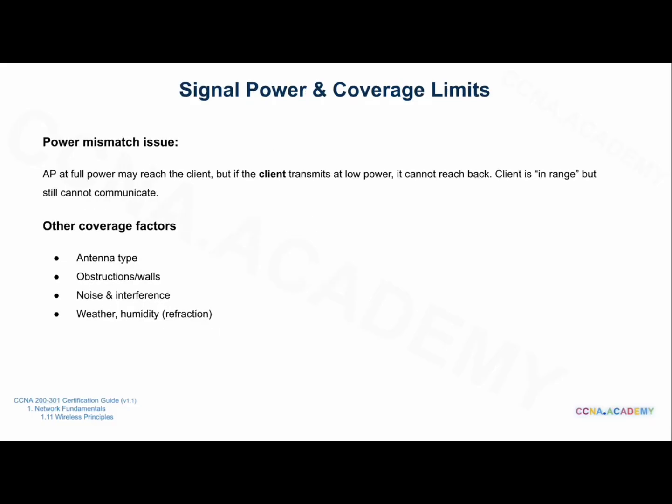When an AP transmits at high power but a client device transmits at low power, a mismatch occurs. The client may hear the AP clearly, while the AP barely receives the client, causing unstable connectivity. Beyond power levels, coverage is also affected by antenna type, walls, noise, and even humidity. These factors explain why signal bars don't always tell the full story about connection quality.